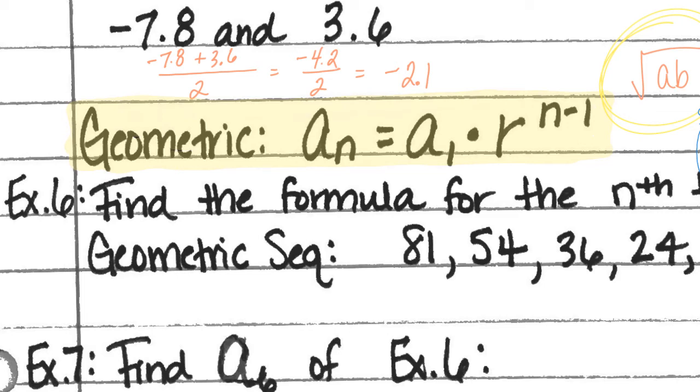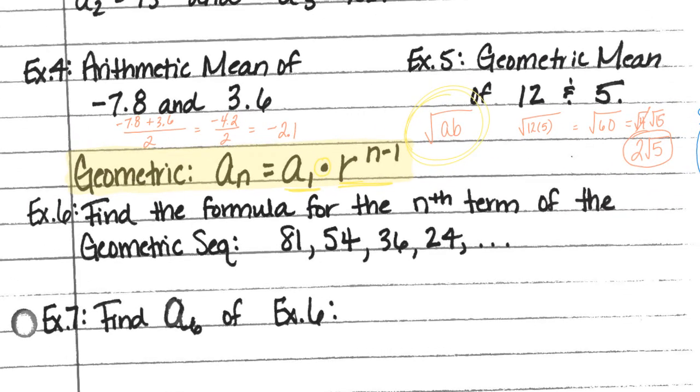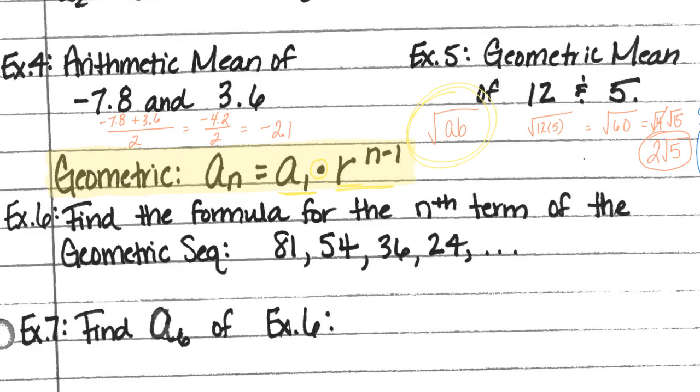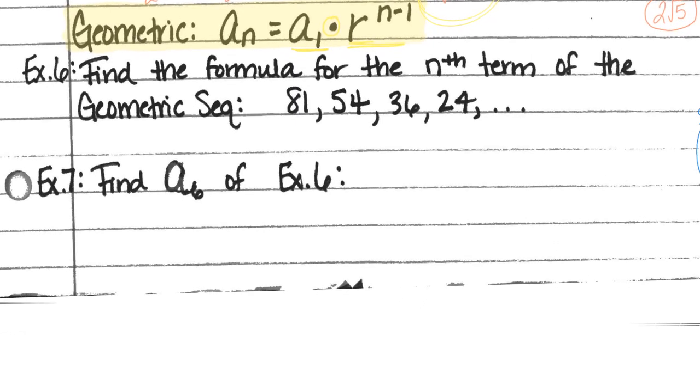The only thing that is a catcher on this one is notice that a sub 1 is being multiplied by r to an exponent. Well, that exponent, remember order of operations, says parentheses, exponents. So you have to keep that as is. So here we go. It says find the formula for the nth term of the geometric sequence. And then the next question says find a sub 6. So we're going to kind of do all this together. If I'm looking for the nth formula, our first term is going to be 81. So I'm going to find the nth formula here first.